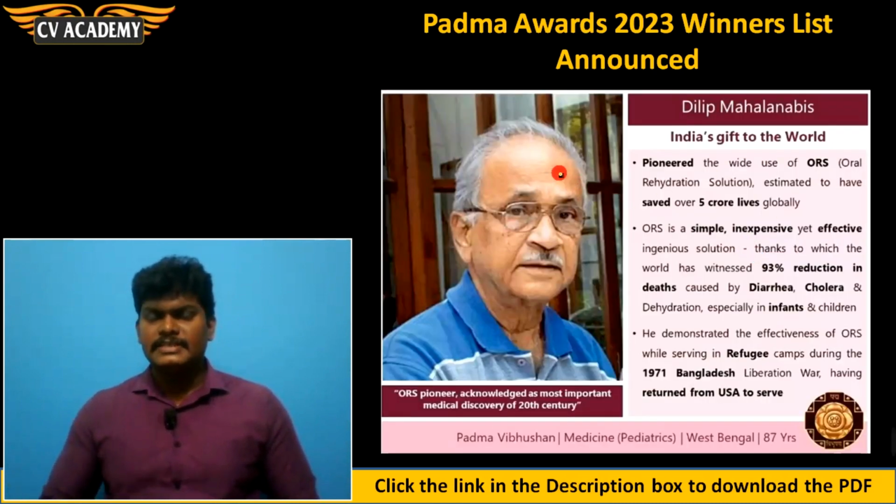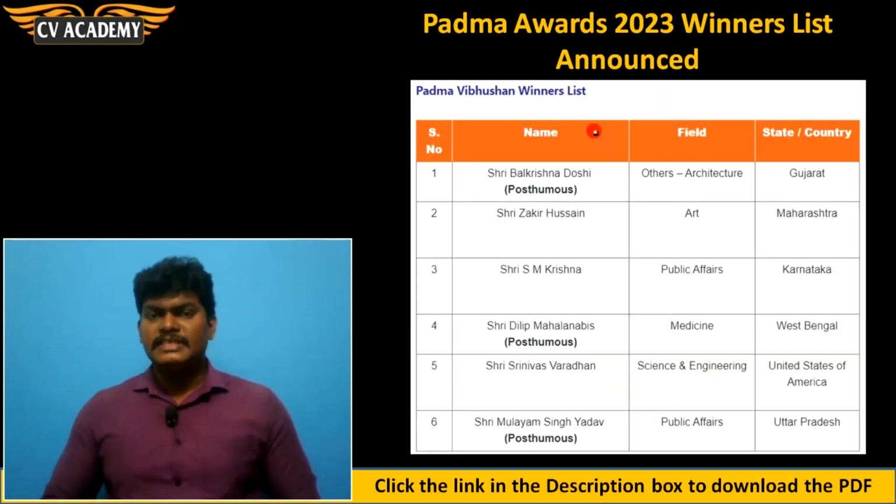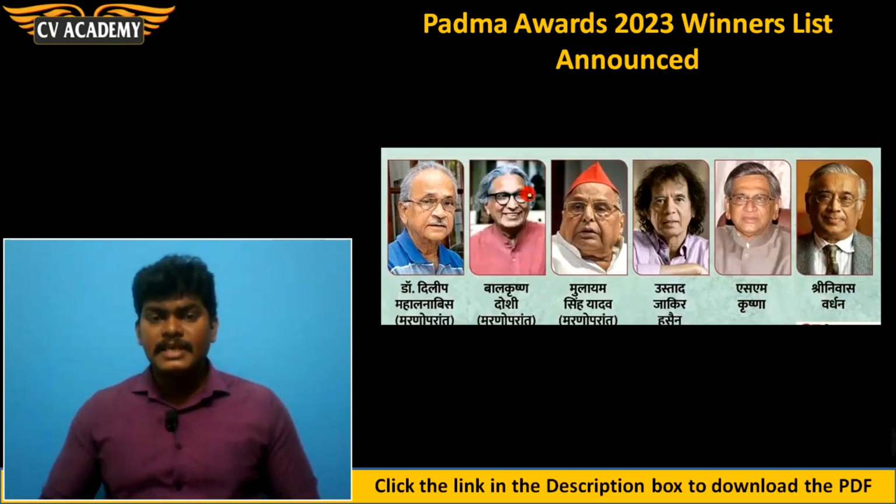Right. So, he is Dilip Mahalanobis sir. Six Padma Vibhushan Awards are given for this year. In that, we know that Dilip Mahalanobis sir is there. Then Mulayam Singh Yadav sir is there. He is the former UP Chief Minister. Then he is Balakrishna Doshi. He also won the Padma Vibhushan Award.